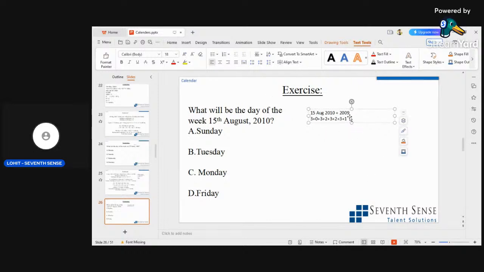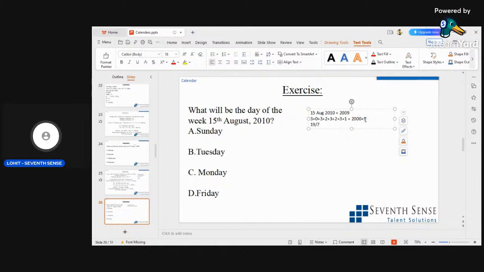And plus that 2009. And that 2009, I'm going to consider as 2000 plus 9. So in 9 years, how many odd days are there, I need to calculate. In 2000 years, how many odd days, I need to calculate. So what is the total of this? 3 plus 0 plus 3 plus 2 plus 3, how much will it be? So 1, 2, 3, 4, it will be 12, 18, 19.